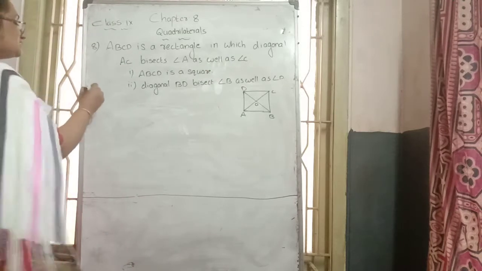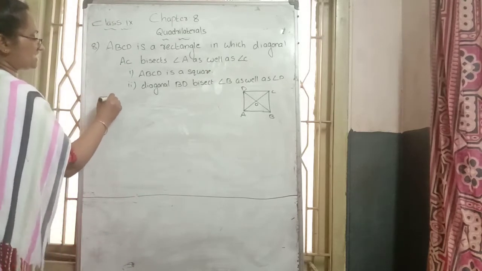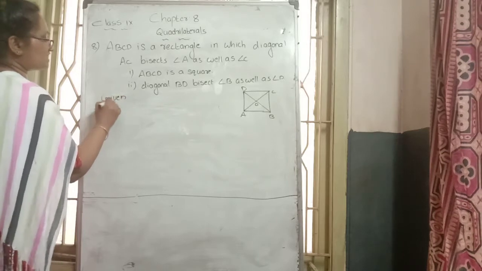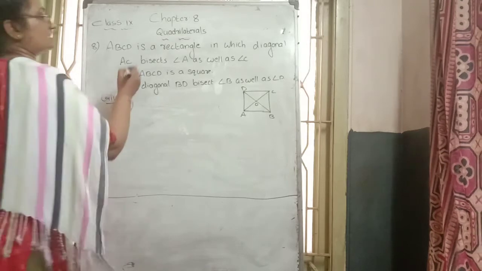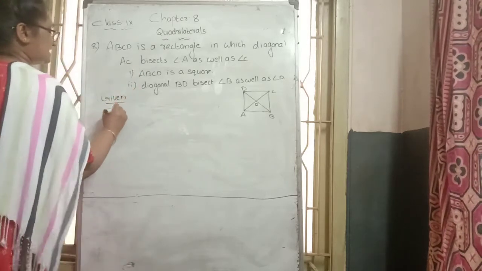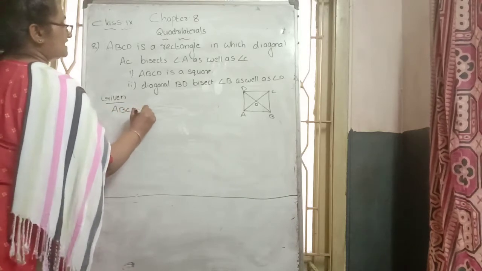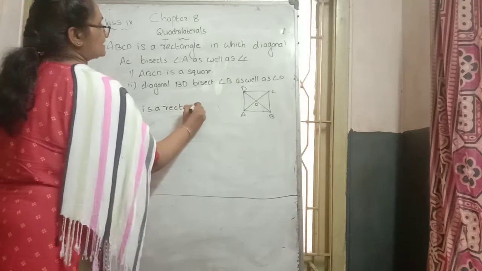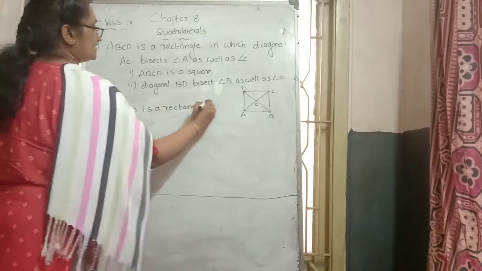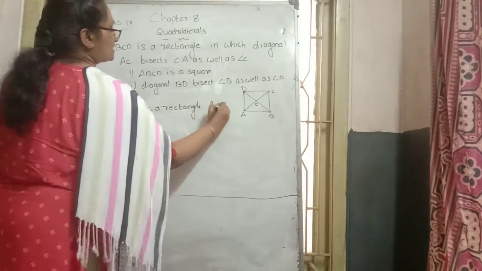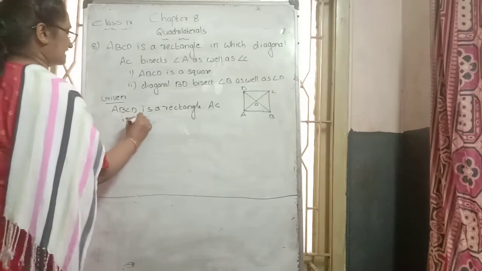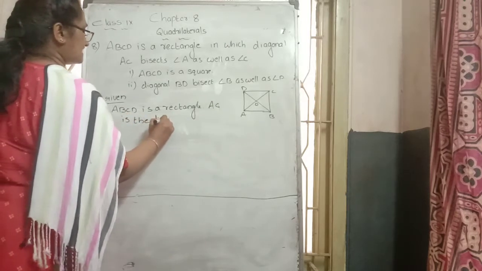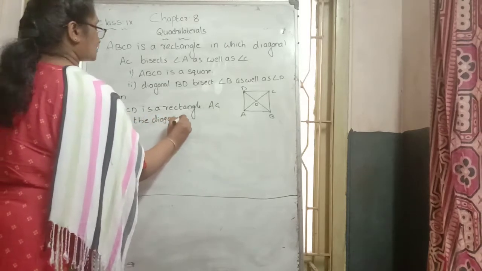How to prove first? First, write down the given information. What information is given in the question? They have given us ABCD is a rectangle. It is a rectangle shape. Then next, what have they given? AC is the diagonal. AC is the diagonal.